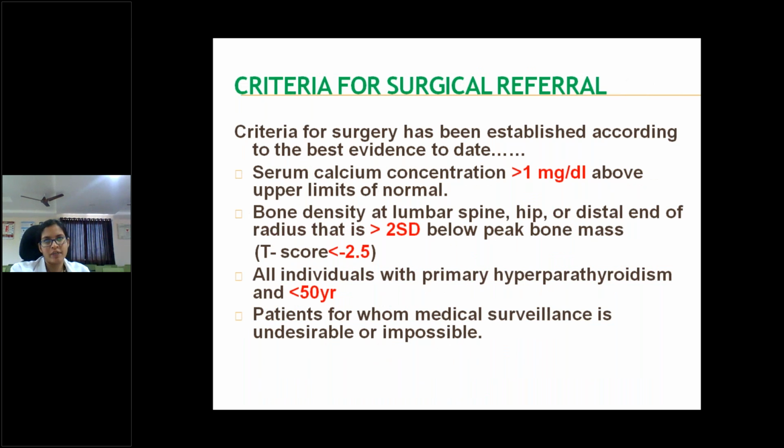Criteria for surgery: serum calcium concentration greater than 1 milligram per deciliter above the upper limit, bone density of the lumbar spine, hip, and distal end of the radius that is greater than 2 standard deviations below the peak bone mass. All individuals with primary hyperparathyroidism who are less than 50 years, and patients for whom medical surveillance is undesirable or impossible. These are the indications for surgery.